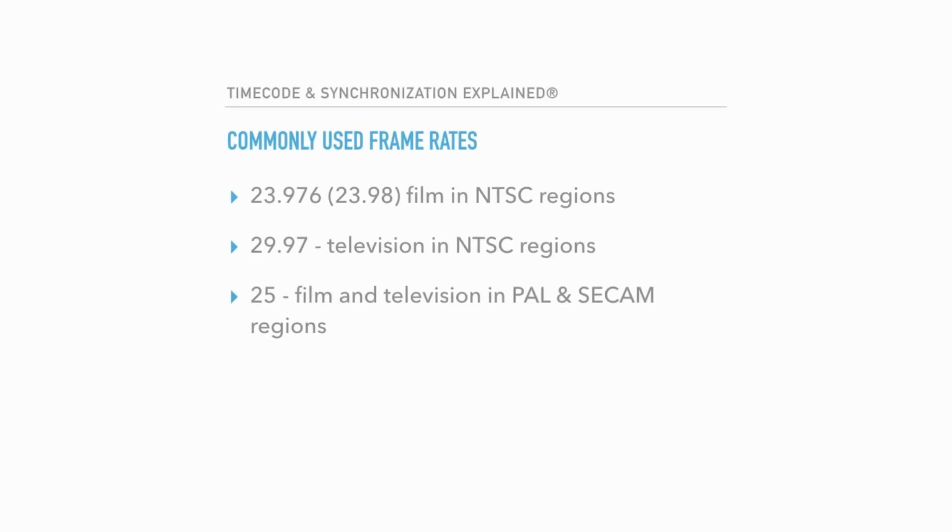The chances are high that if you are working on modern film and video productions, the frame rate will likely either be 23.976 or 29.97 FPS for NTSC regions, and 25 FPS for PAL and SECAM regions.